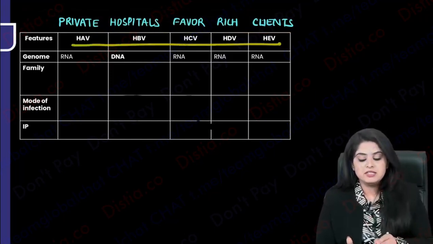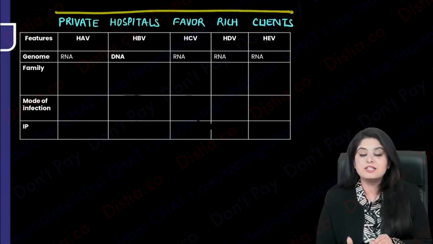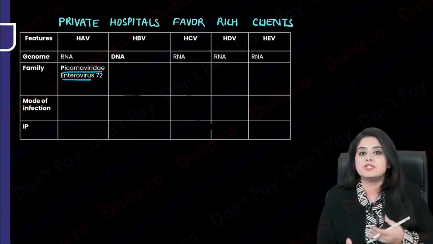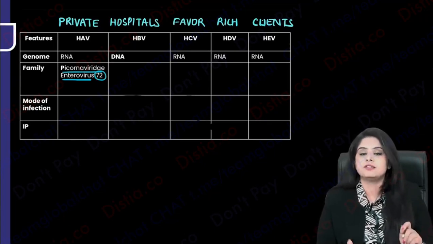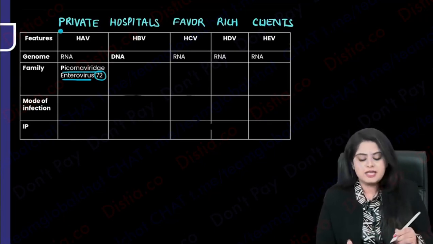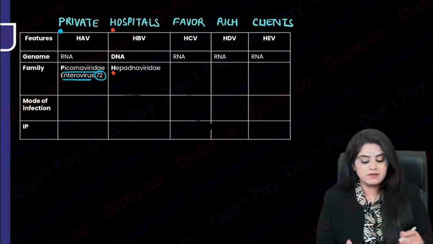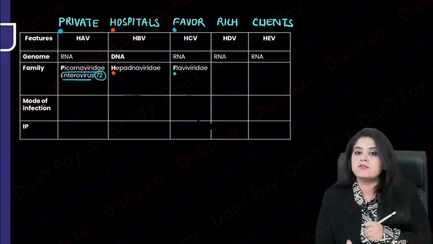So hepatitis A, B, C, D, E you write in an order, and then you write the most accepted thing in our country, that private hospitals favor rich clients. Okay, so P is for Picornaviridae. Now I will be teaching you Picornaviridae in RNA viruses. It is also known as enterovirus, and there are many enteroviruses, 70, 71, 72. So I'm talking about enterovirus 72 as hepatitis A. So P for Picornaviridae. Next one, H for Hepadnaviridae, you already know because this is the only DNA virus that you have. Then F is going to be for hepatitis C, that is Flaviviridae.